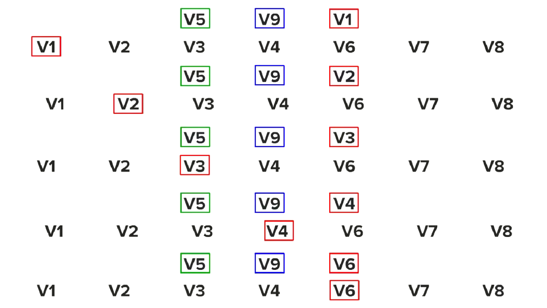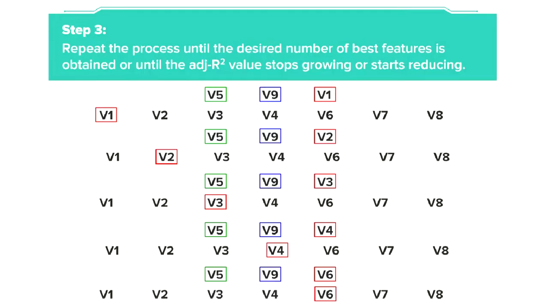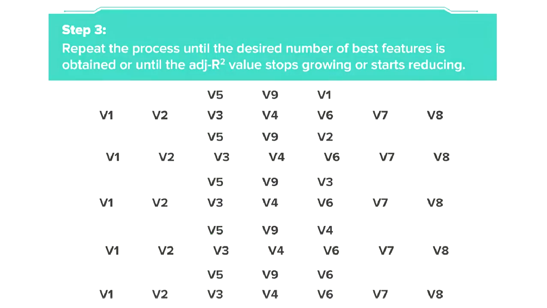As a result, we have two independent variables fixed, and then we will again iterate through the combination of the two fixed independent variables and the remaining independent variables. We repeat this process until we get the desired number of best features or until the adjusted R² value stops growing or starts reducing. This method is used when we face a question like, let's say that we want to have the best 5 predictors which contribute to the model in the best way. Such a model is chosen for the sake of simplicity and easy interpretability.